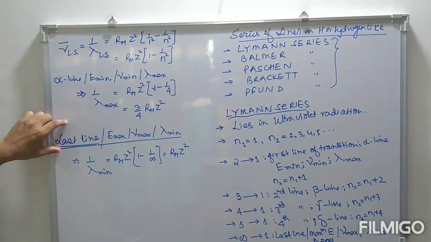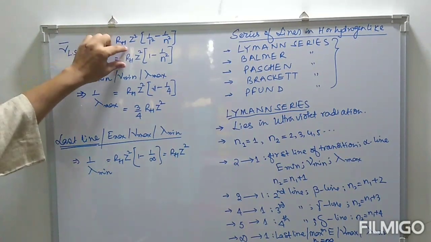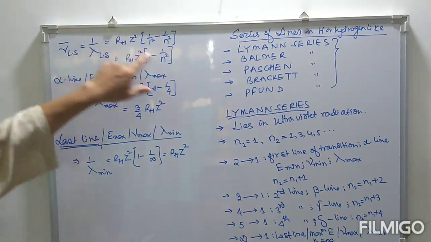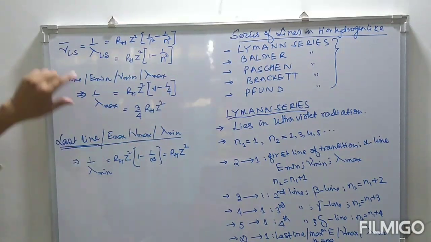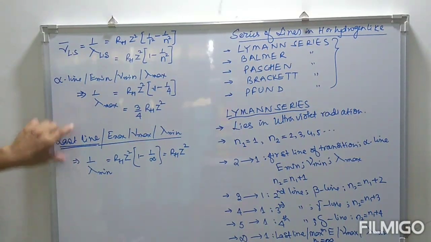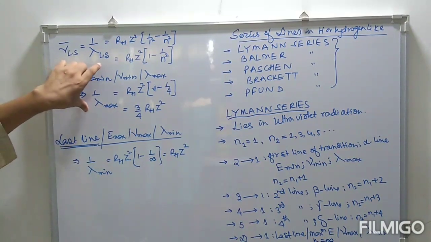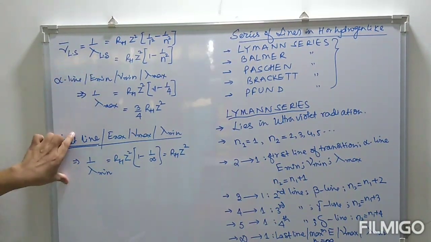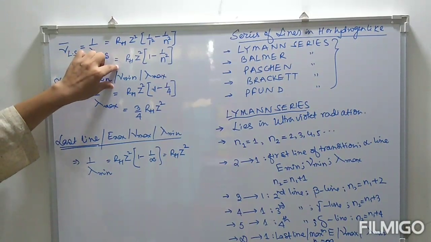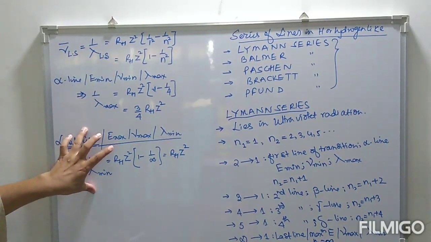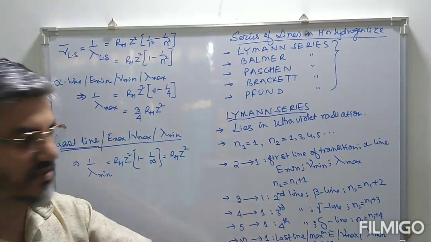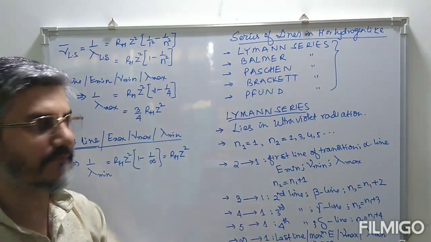So for this Lyman series, this is the equation applicable. We can change the value of n. This is the first line, this is the last line. Minimum energy transition, maximum energy transition, maximum wavelength transition, minimum wavelength transition, minimum frequency transition, maximum frequency transition, and this is the characteristics of alpha, beta, gamma, delta.